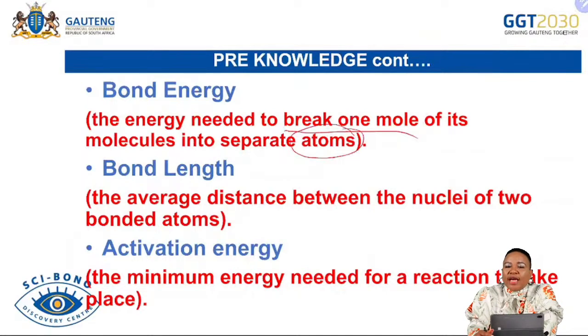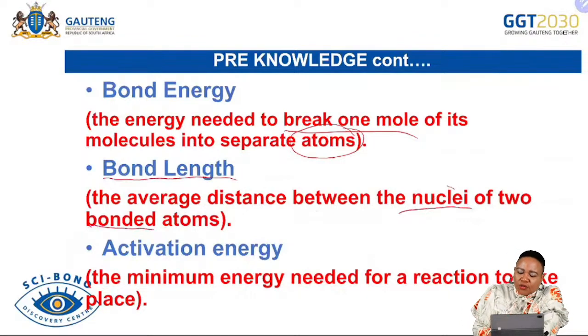So we are going to look at bond energy, and we are going to look also at the bond length, because remember, as we look at chemical reactions, we will expect particles to react. So we look at the average distance between the nuclei of two bonded atoms. As different atoms come together to undergo a chemical reaction, we expect to see how far their nuclei are from each other as they react.